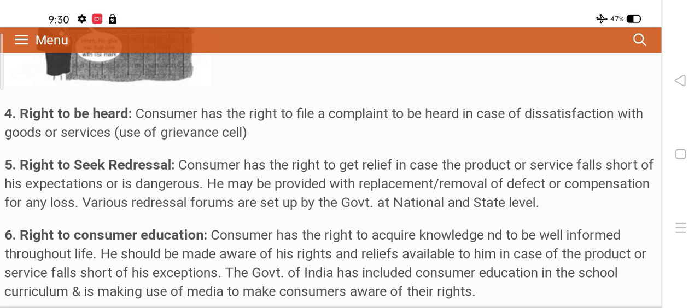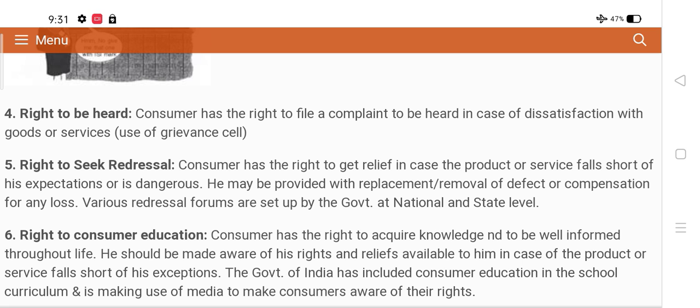He may be provided with replacement, removal of defect, or compensation for any loss. So the manufacturer has to replace the product, remove the defect in the product, or compensate for any type of loss to the consumers. Various redressal forums are also set up by the government at the national and state level, which we will study later in this chapter. And the sixth right is the right to consumer education.